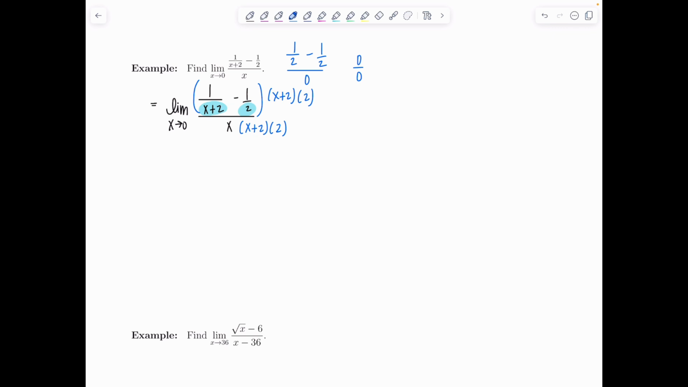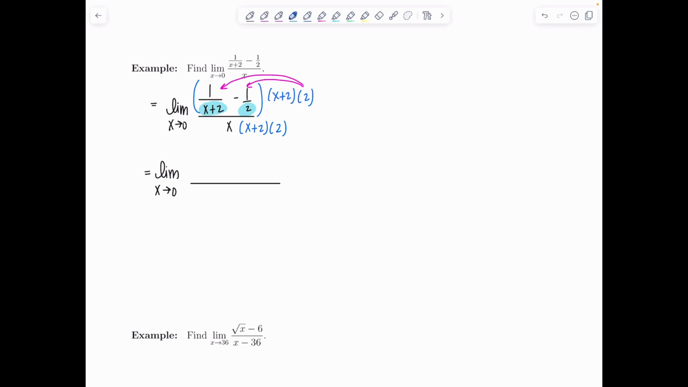You're not doing anything illegal that the math police might come and snatch you up for. So x plus 2 and 2 distributes across the numerator. Now I'm going to have the limit as x approaches 0 of 1 over x plus 2 times x plus 2 times 2. The x plus 2 cancels.